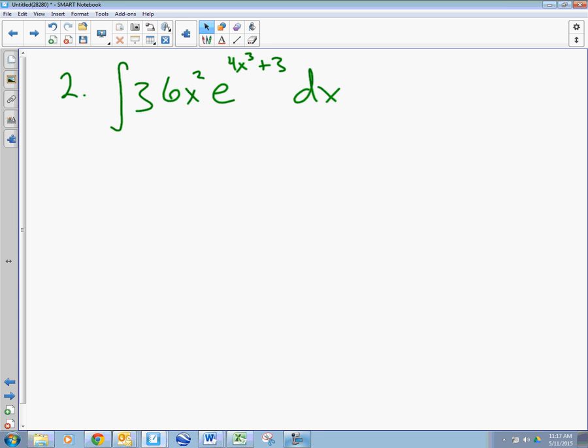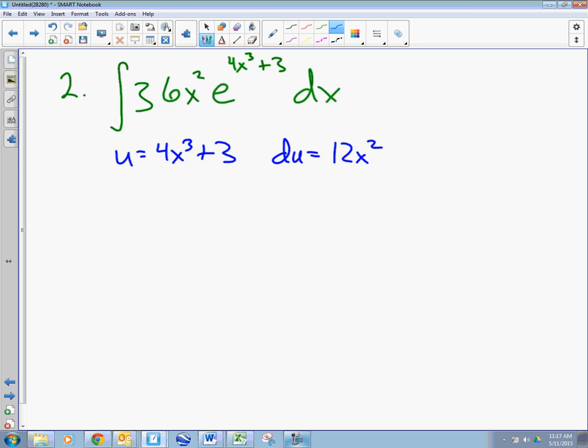Integral of 36x squared e to the 4x to the 3rd plus 3 dx. Again, problems that look challenging, but really they're not that bad. We just make the correct substitution. That's 36x squared e to the 4x to the 3rd plus 3 dx. Yes, u is equal to 4x to the 3rd plus 3. Therefore, du is 12x squared dx. Do I have a 12x squared dx?